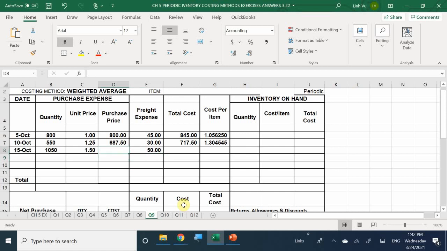Okay. So what is my total purchase price here? $1,575. And then plus $50 is going to get me $1,625. Excellent. So again, practice purposes only. What's my cost per item? $1.54. Okay.